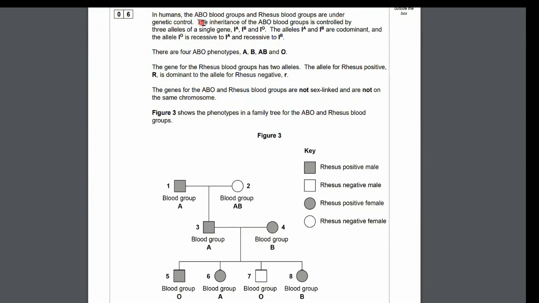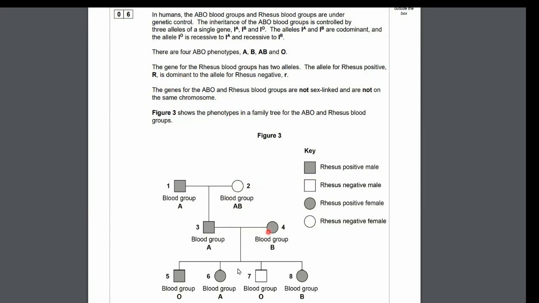Okay, 6. In humans, the ABO blood groups and rhesus blood groups are under genetic control. The inheritance of the ABO blood groups is controlled by 3 alleles of a single gene, IA, IB, and IO. The alleles IA and IB are codominant, and the allele IO is recessive to IA and recessive to IB. There are 4 ABO phenotypes, A, B, AB, and O. The gene for the rhesus blood groups has 2 alleles. The allele for rhesus positive R is dominant to the allele for rhesus negative, lowercase r.